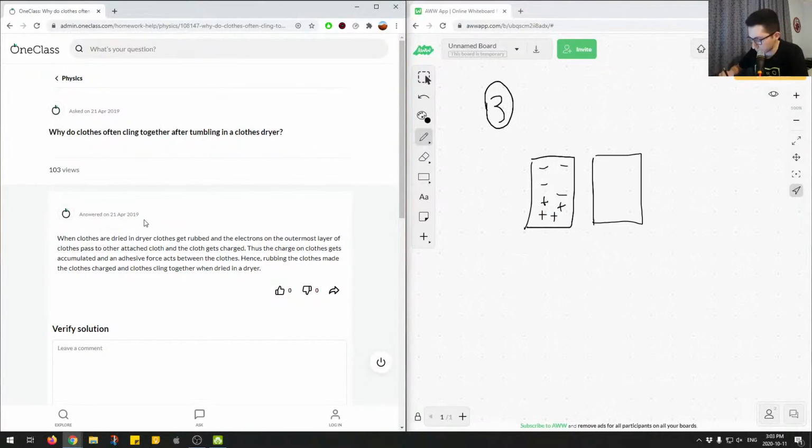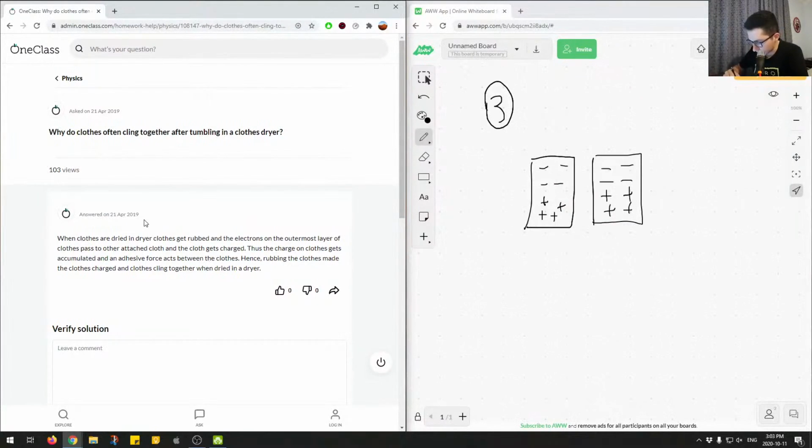There's no charge associated to them. And we'll say both of them have the same amount of charges. So in reality, there's a lot more of this, but just for understanding, this is what we're going to go through. So let me just erase this and redraw it above. So when we rub 2 pieces of clothes together, essentially electrons start moving between them.